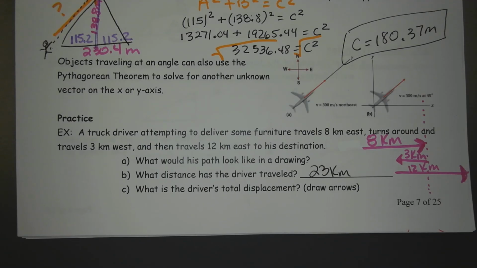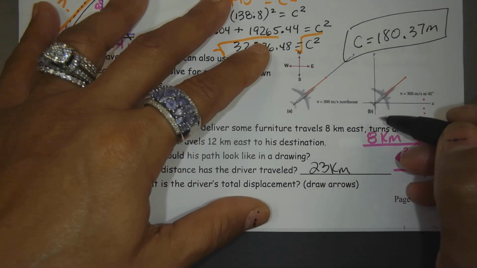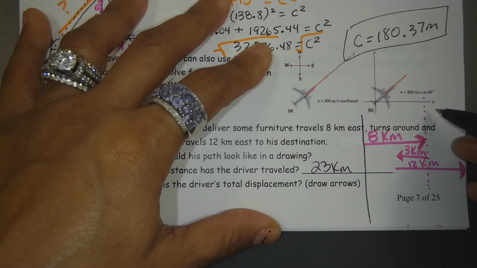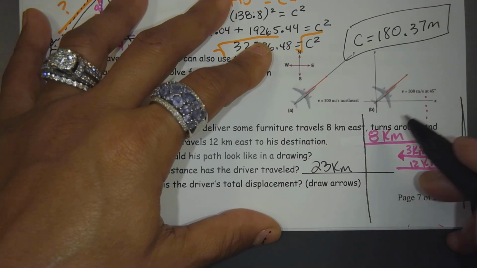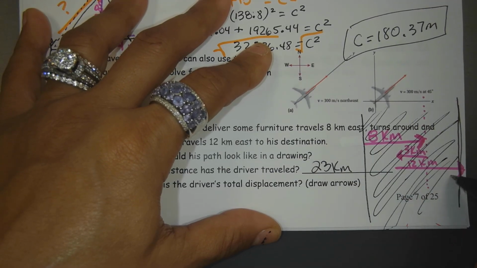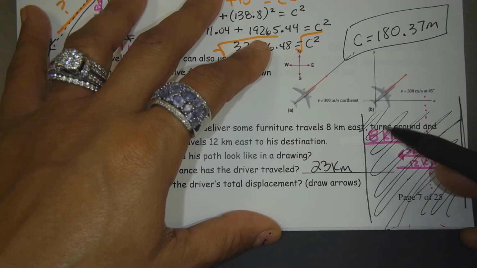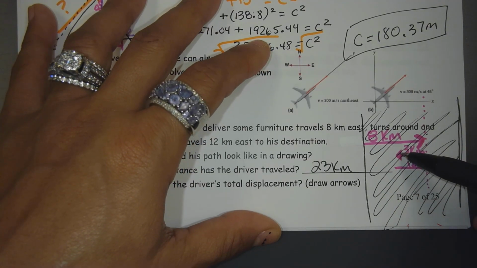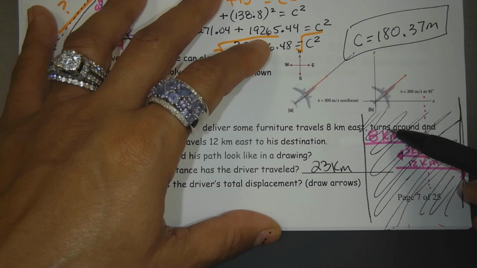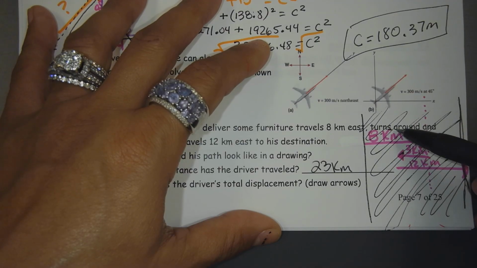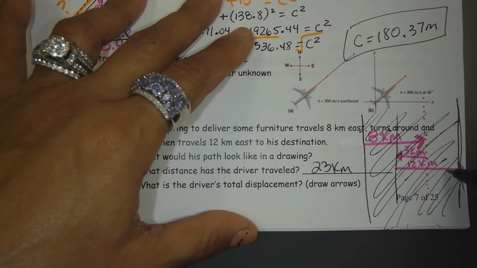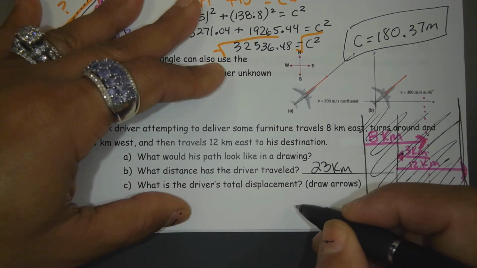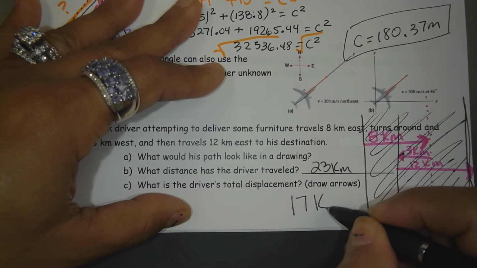What is the driver's total displacement? Displacement is from the start to the end. From the start to the end. This is the displacement. So if they traveled 8, turn around and take 3 off of that 8, this becomes 5, and at this location goes another 12. 5 plus 12 is, hopefully you have, 17 kilometers.